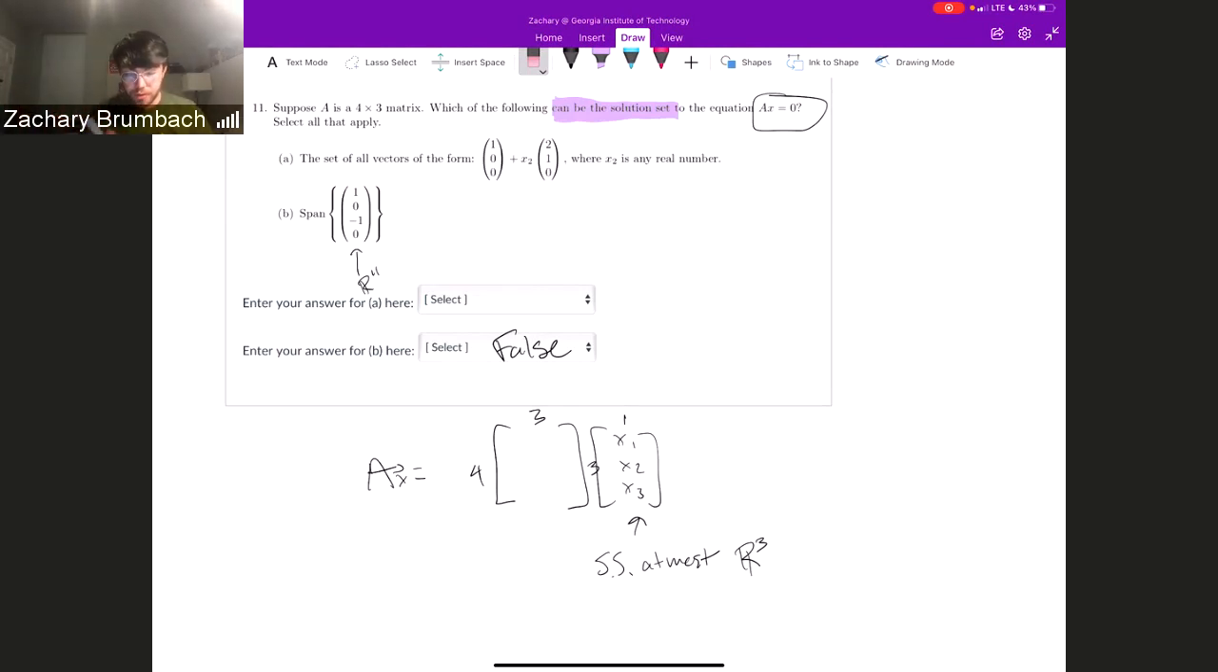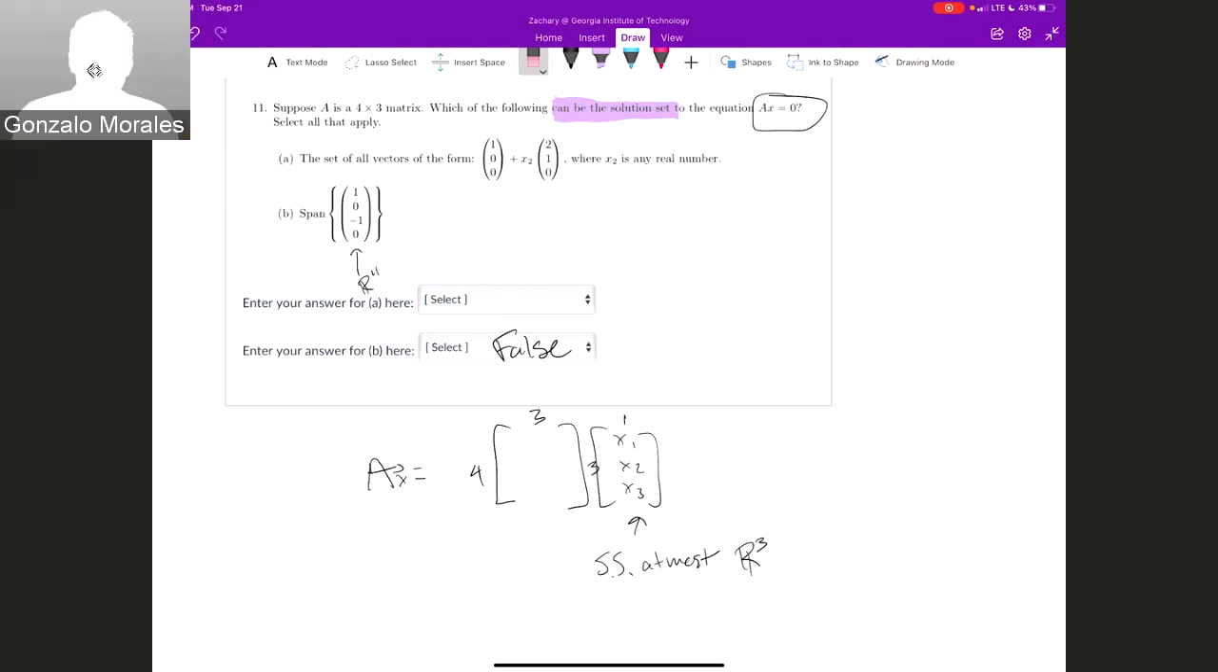Is the solution? Sorry. Go ahead. No, go ahead. Sorry. Is the dimension for the solution set given by the number of columns? Yes, because the number of columns is equal to the number of variables we have. The number of variables is the amount that we have in our solution set.